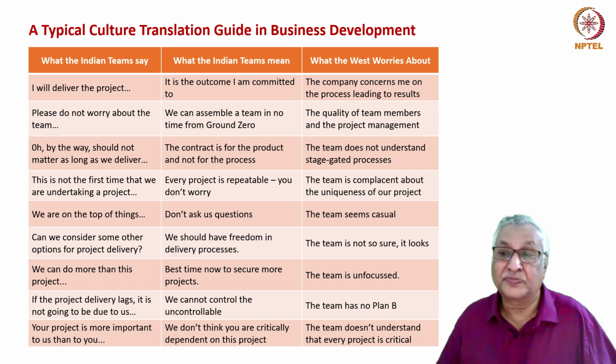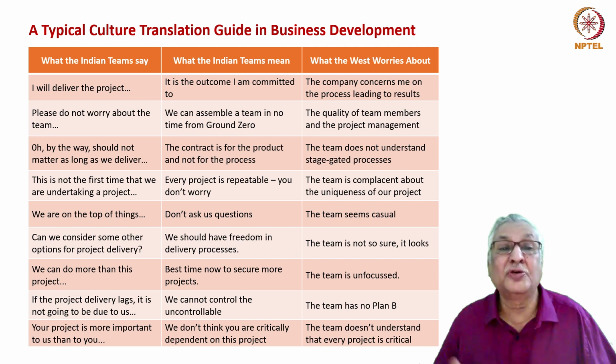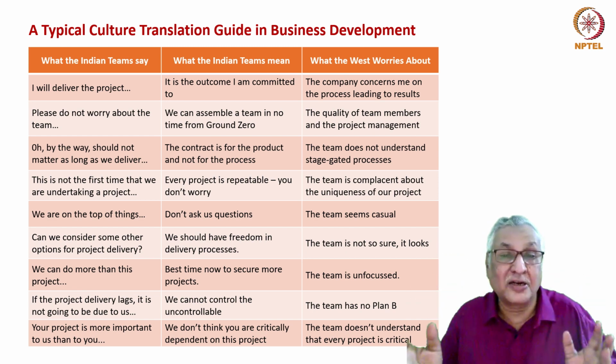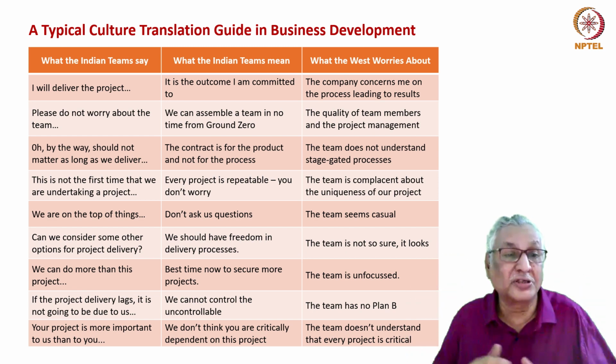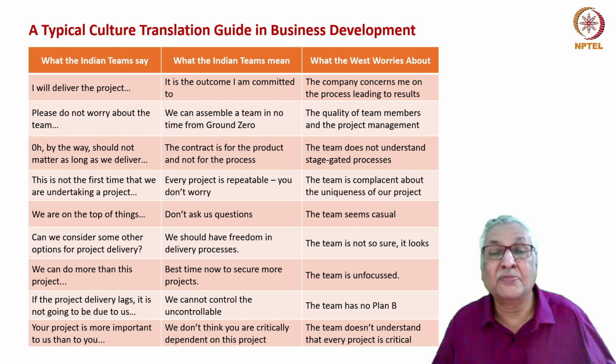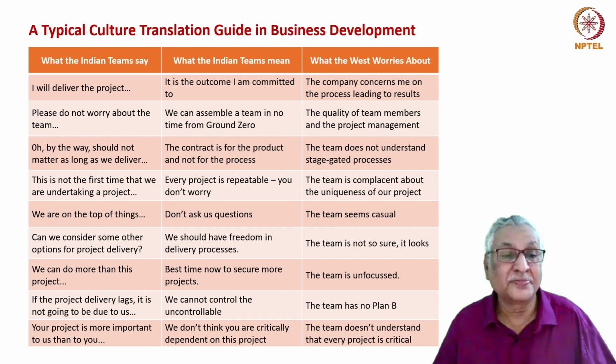Then the West worries. The company concerns me on the process that will be adopted, which would lead to the results. So, what you said is interpreted in a different way by the West because the West has an understanding of how India would function. Let's say the Indian team says, please do not worry about the team. We have everything already done. What you are meaning is that we can assemble a team in no time from ground zero. The West worries that the quality of team members and the project management has not been specified in writing upfront.